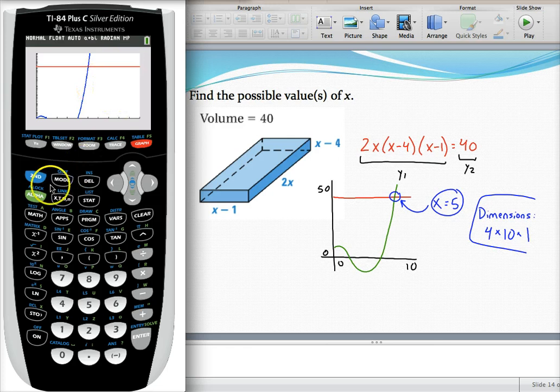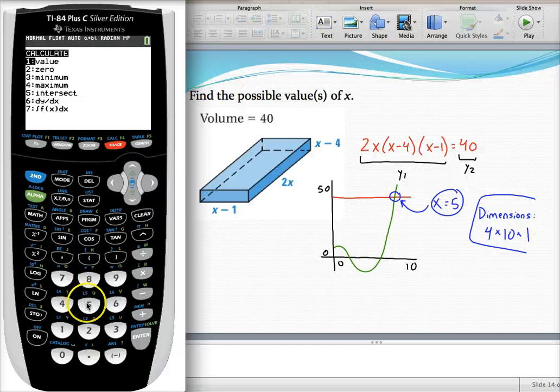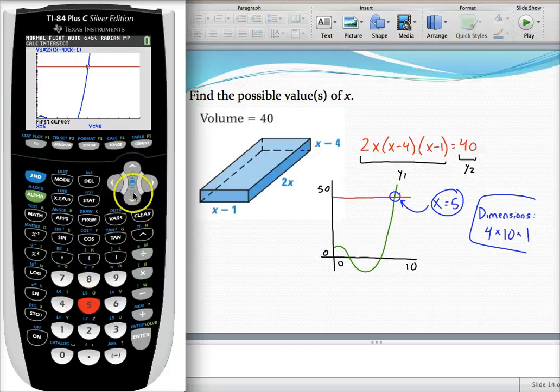So from there, I've selected intersect from the calculate menu. So second trace, select option 5, and we just want to arrow over close to it. Ironically, it lands right on it, but whatever, we didn't know that. So go ahead and press enter 3 times to answer the 3 questions about first curve, second curve, and guess. And it'll tell me the intersection is going to occur when x is equal to 5. And so the possible value of x is that x is going to be 5 to get me the volume that I want.